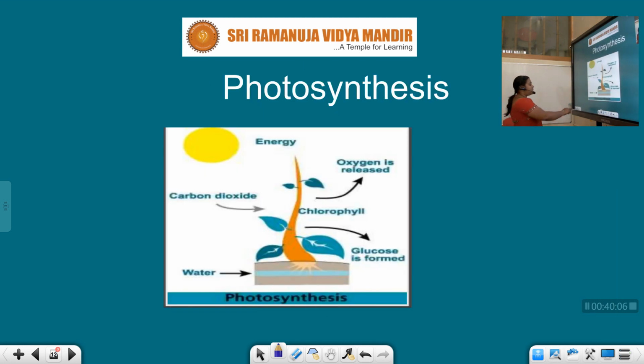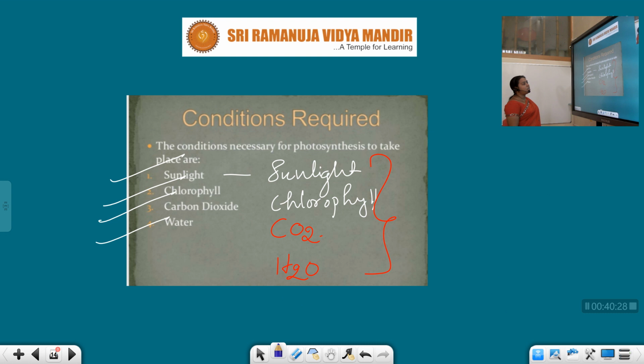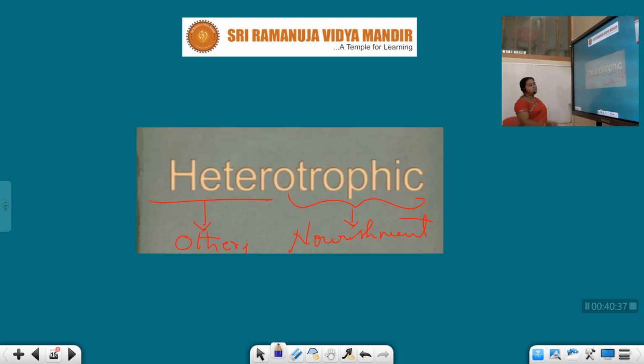I have explained about photosynthesis, and the steps involved are absorption of sunlight energy by the chlorophyll, conversion of light energy into chemical energy, and splitting of the water molecule into oxygen and hydrogen atoms. Next, reduction of carbon dioxide into carbohydrates. These are the major steps, and the conditions required are sunlight, chlorophyll, and carbon dioxide. All these are essential for the process of photosynthesis.